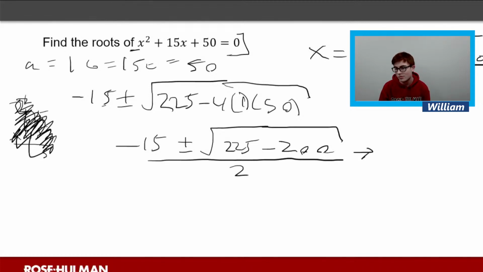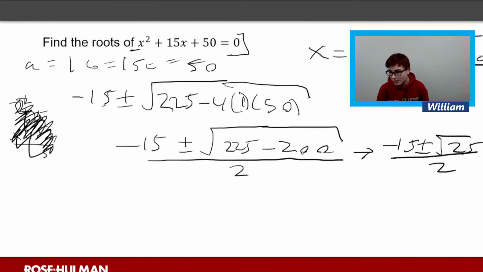So we can simplify in the radical then, and that's going to be negative 15 plus or minus the square root of 225 minus 200, which is just 25, and we're going to divide it by 2. So now that we're at this point, we can start to really simplify and work our way down. I'm going to do the plus first, so negative 15 plus the square root of 25. You guys remember 5 squared is 25, so the square root of 25 just inverses that, and it's going to be 5.